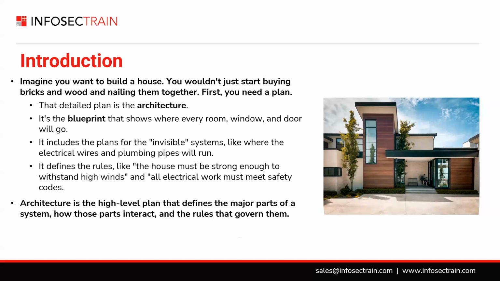So architecture is a high level plan that defines the major parts of the system, how those parts interact, and the rules that govern them. We have a strategy, we have a program, so why is there a need for architecture? Strategy talks about the desired state and the business objectives, program talks about the scope. Then why do we need an architecture?